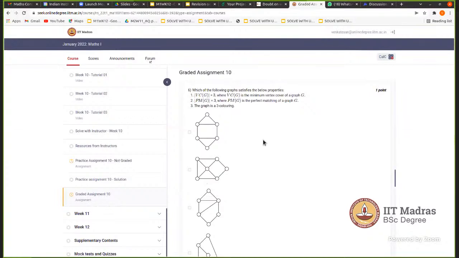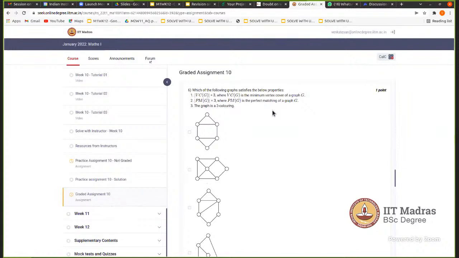What it means actually, cardinality of PMG. PMG denotes the perfect matching. Perfect matching means, we discussed, matching is a subset of edges, and maximal subset you told. But when it comes to perfect matching, when I say the word perfect, that means every vertex needs to be covered.